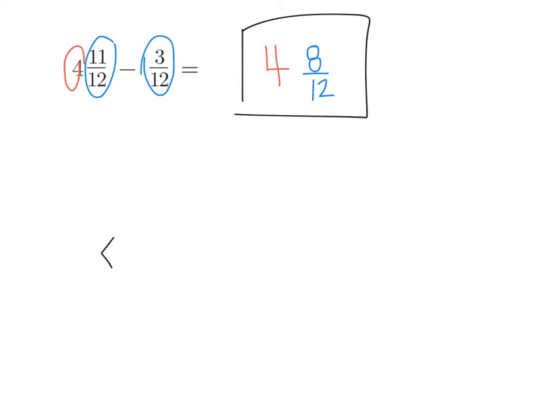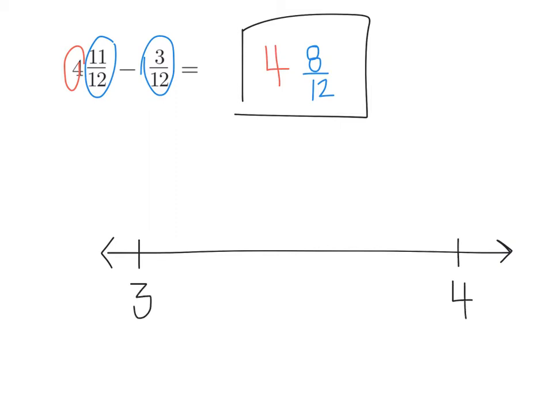So what is 4 11/12 minus 3/12? 4 and 8/12. Draw yourself a number line. We're going to have 3 here and 4 here. I have to split the distance between these two whole numbers into how many equal-sized portions? 12, because I'm dealing with 12ths. Okay, so half, fourths, and then each of these will be into thirds. Right, and then I have 12.